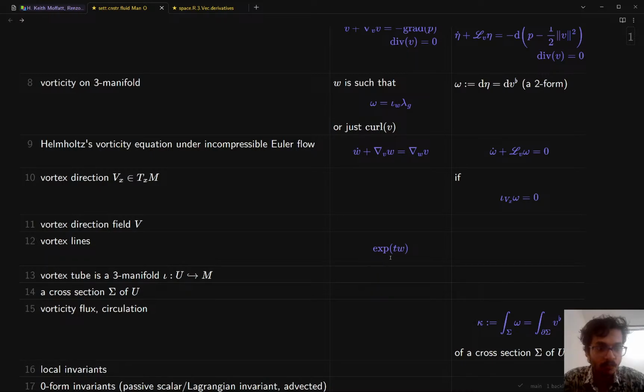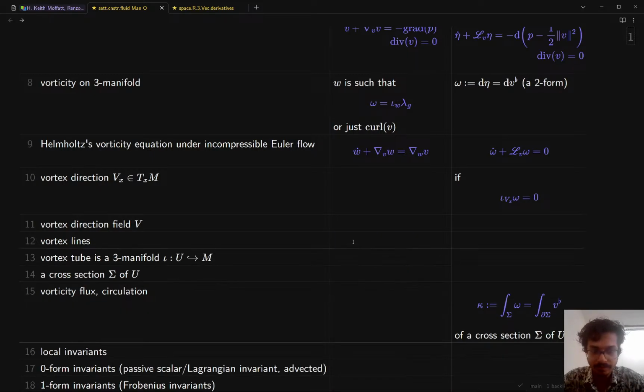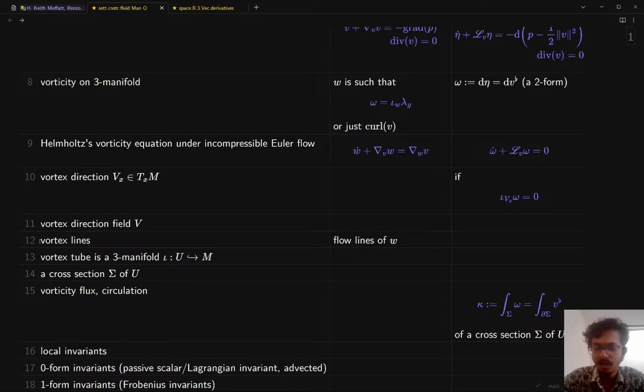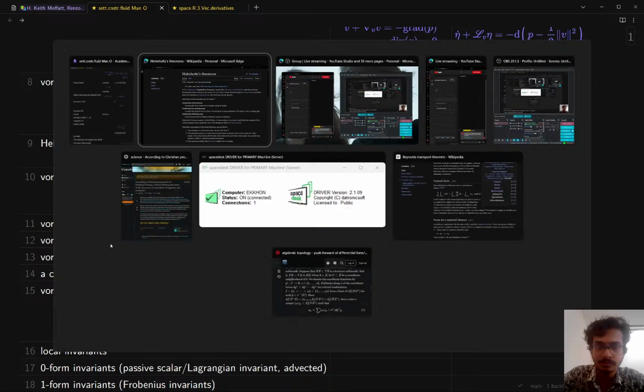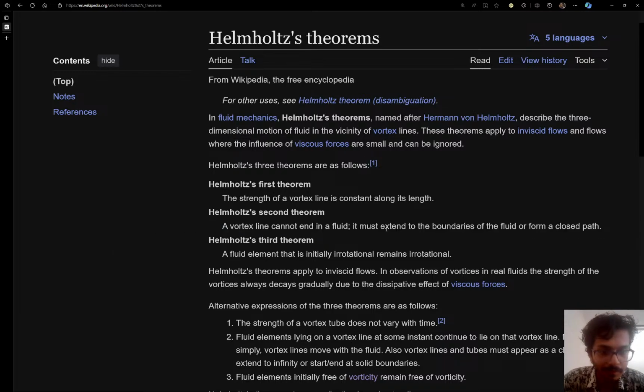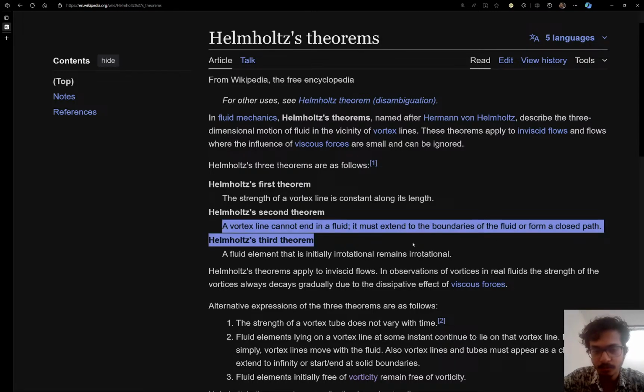What are vortex lines? Vortex lines are not this. Vortex lines are flow lines of W. Because W is dependent on time, I can't write an exponential of the vector field. That won't work. These are the vortex lines, really. The Helmholtz theorem states that vortex lines can't just be lines. They have to be either circles, or they have to end somewhere on the boundary of the domain. That theorem is also easily provable, I think.